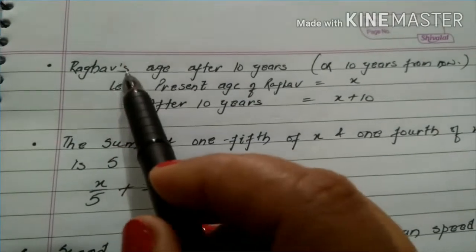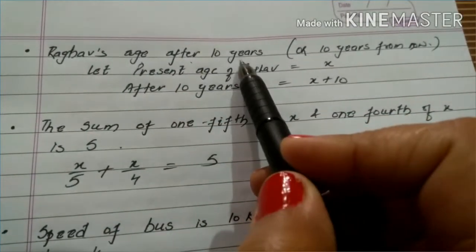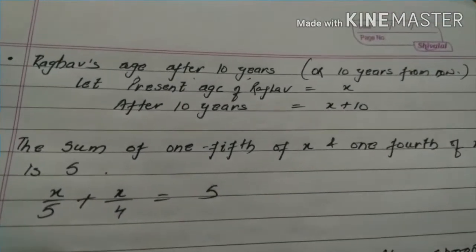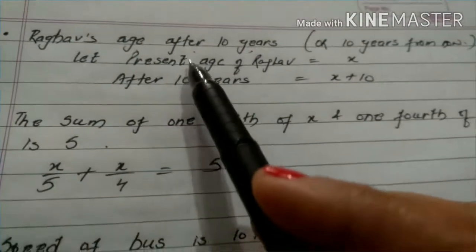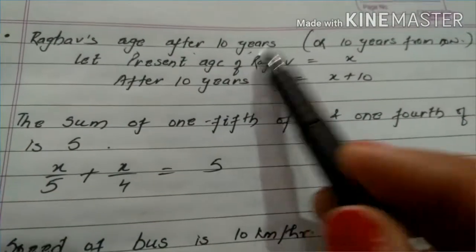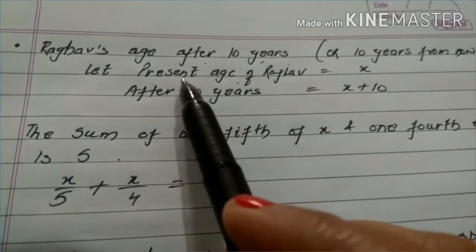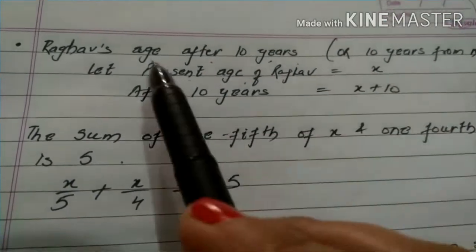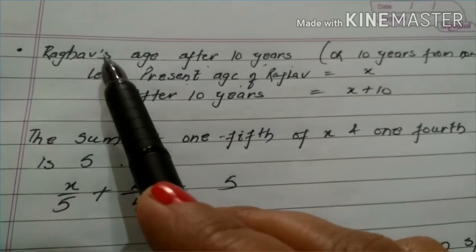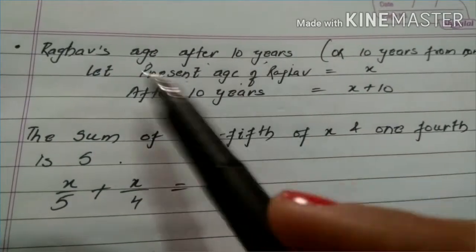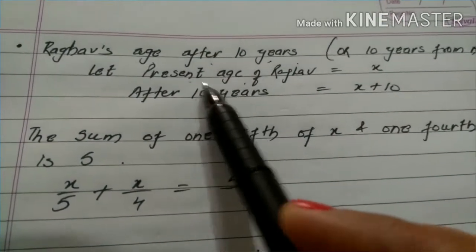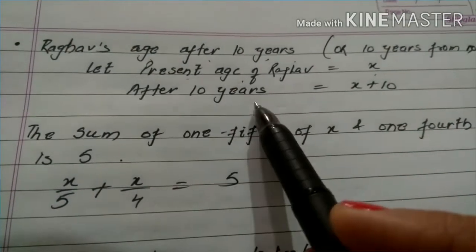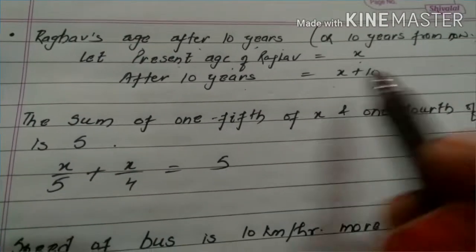Another problem is Raghav's age after 10 years. You have to find Raghav's age. There is no comparison given here, but they are asking for Raghav's age after 10 years. In this type of case, we assume the present age of Raghav is X. Since there is no comparison, and they are asking for the age after 10 years, we assume the present age is X, and after 10 years it will be X plus 10.